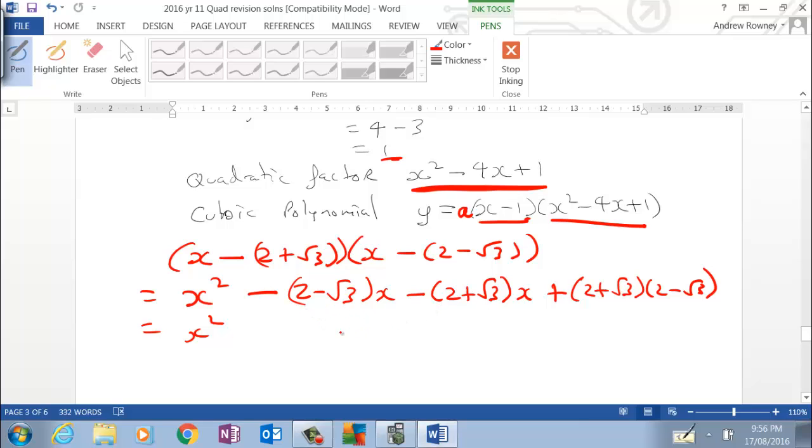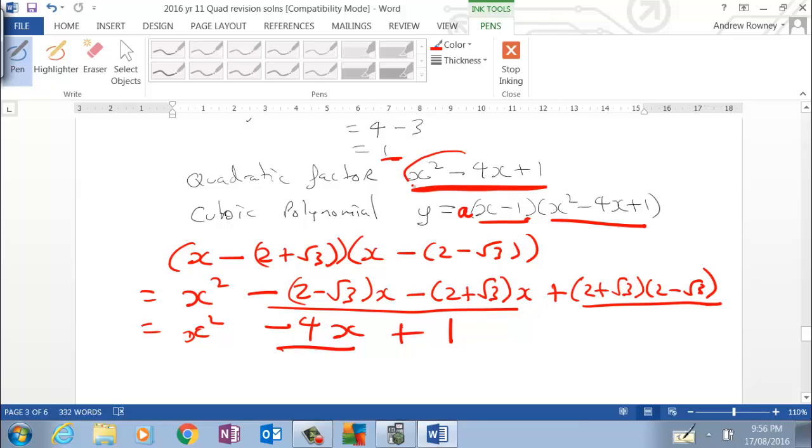Minus 2 is minus 4, and we've got plus root 3 and minus root 3 cancelling out, so all of that comes down to this. And then doing the product at the end here, doing firsts, outers, inners, lasts, if you go through that procedure, you'll end up with 1. And so that gives exactly the same quadratic factor that we got up here using the sum and product.